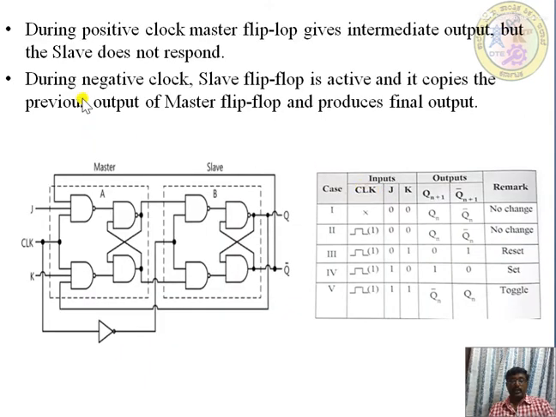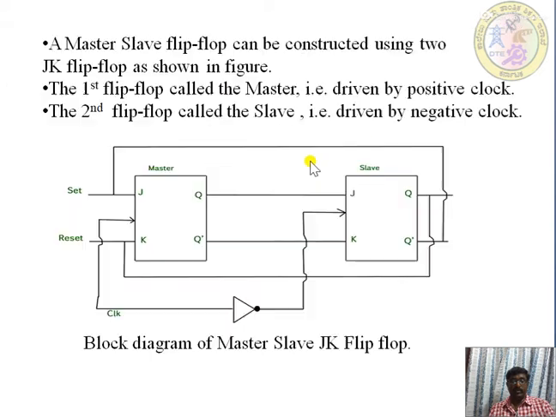Okay, during negative clock, the slave flip-flop is active and it copies the previous output of the master flip-flop and produces the final output. When this one is active, it copies whatever output comes from the master flip-flop. That one will be acting as the output here. Okay, so whatever the master input has, that will be copied into the slave.